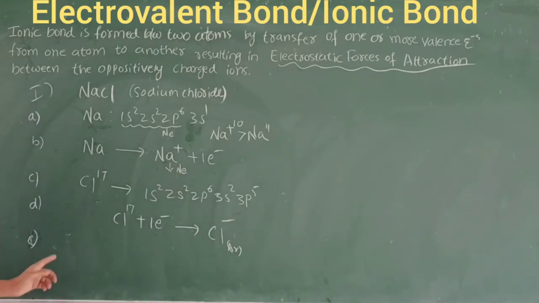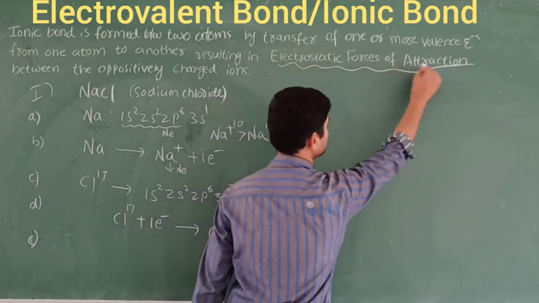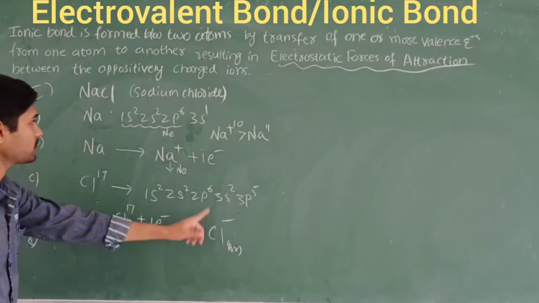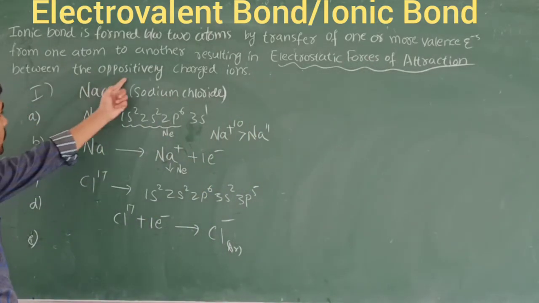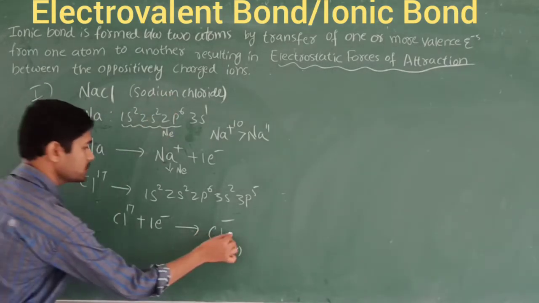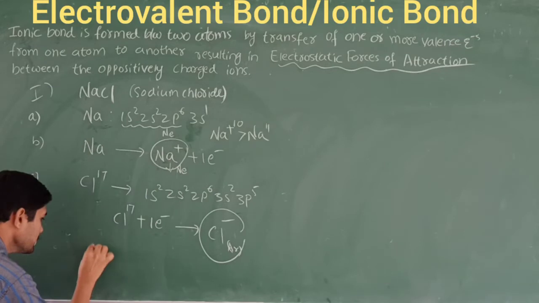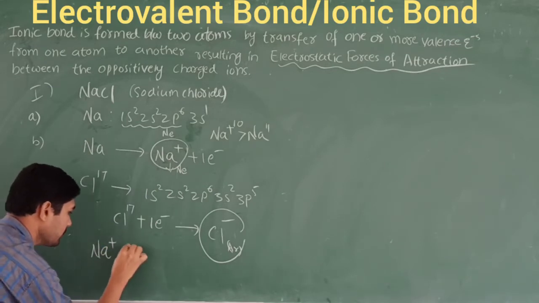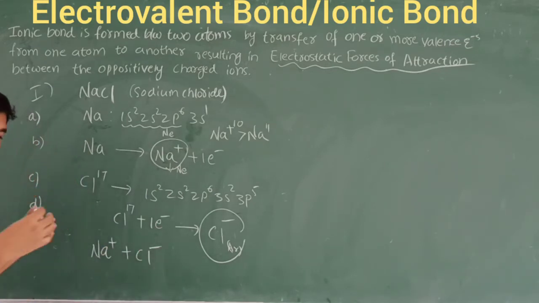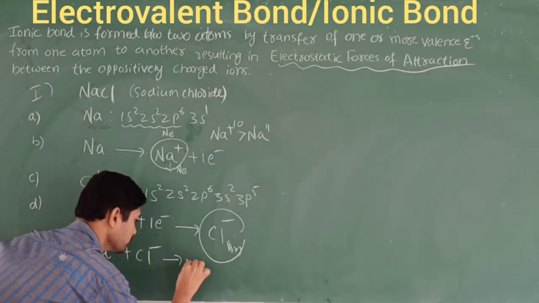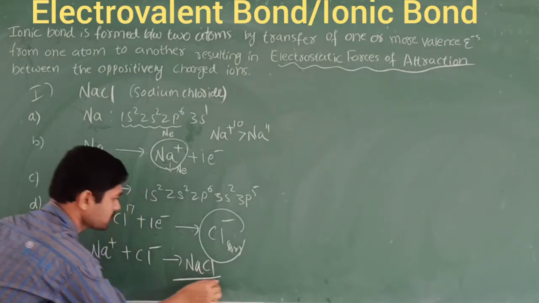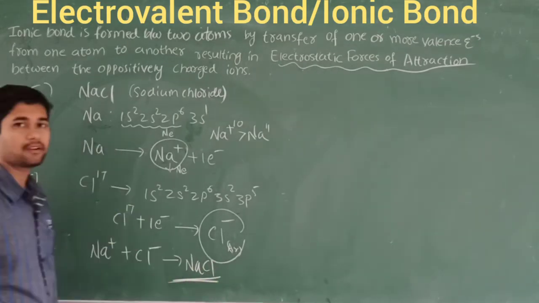The last step is the electrostatic force of attraction between the oppositely charged ions. This is Cl minus and this is Na plus, and that makes the force of attraction. Na plus and Cl minus combine together to become NaCl. Like this, it is formed.